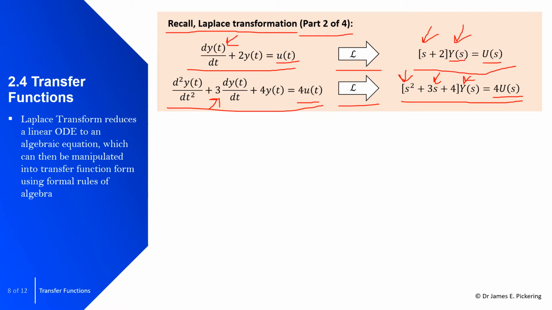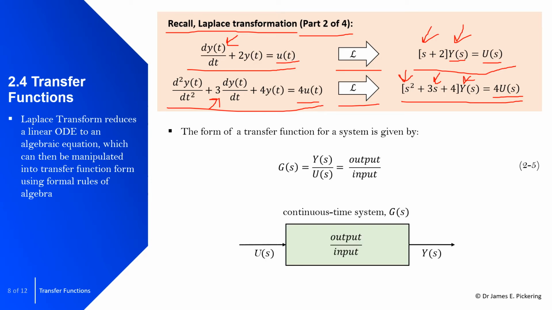As I told you in part 1 of 4 of this series of videos, the Laplace transformation enables us to algebraically manipulate the equation using formal rules of algebra to put this into the transfer function form that is used in control systems, or when we're mathematically modeling a system using continuous time mathematics, which is using the Laplace transformation. So the form of a transfer function for a system is given by equation 2.5, where G of s is equal to Y of s over U of s, which is effectively a ratio of output over input.